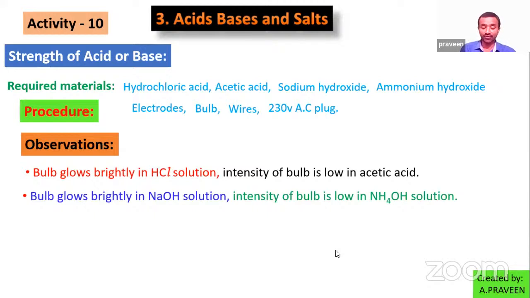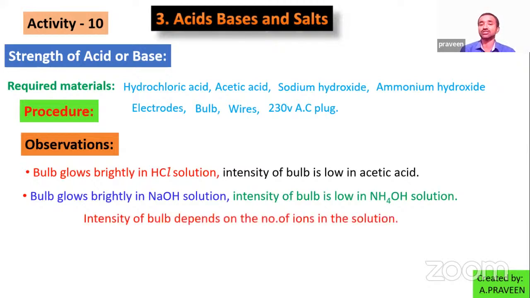With that, we are able to say the reason behind it: the number of ions produced in the solution. The brightness of the bulb simply depends on the number of ions produced in the solution. With the number of ions, the brightness of the bulb lowers or increases. More ions, more intensity will be observed with the bulb. Fewer ions will be observed with less intensity or less brightness.